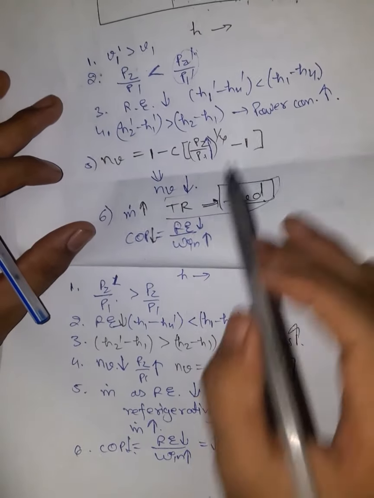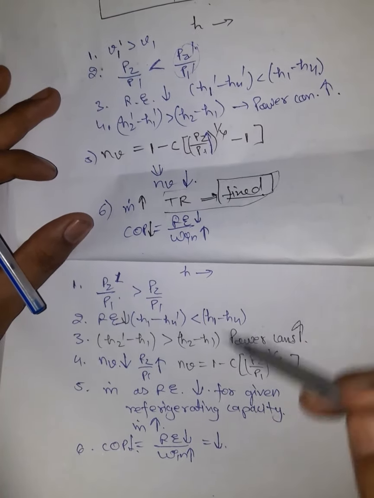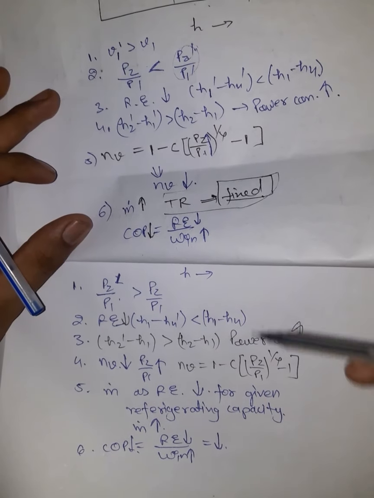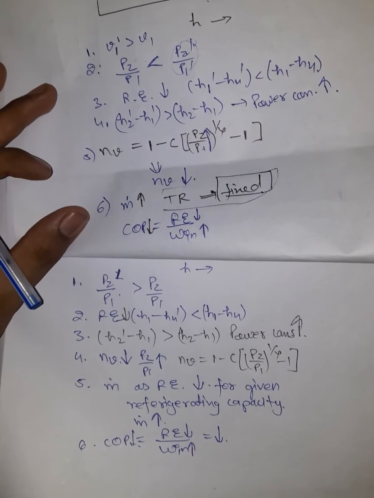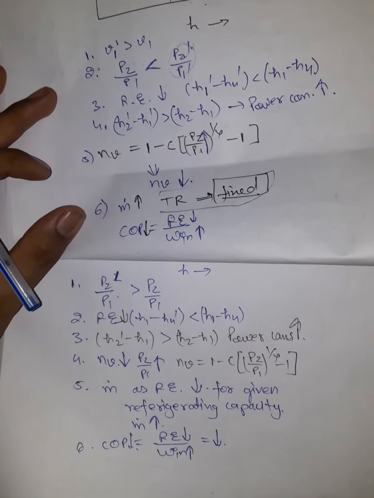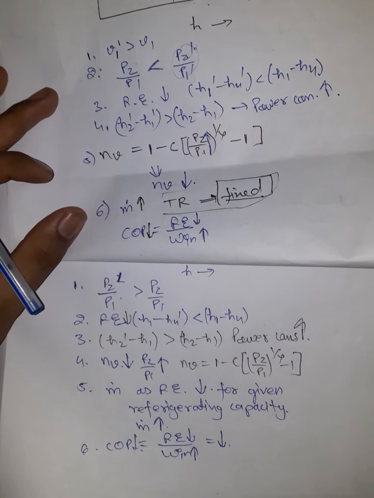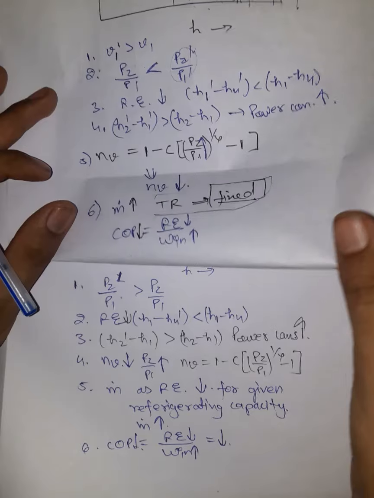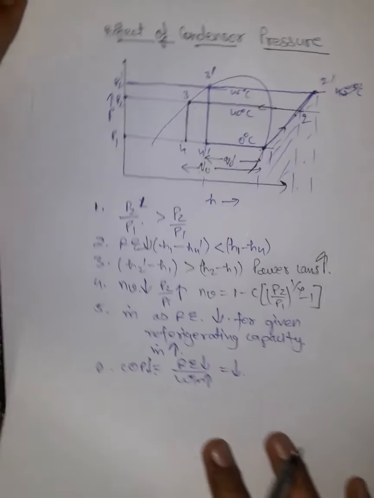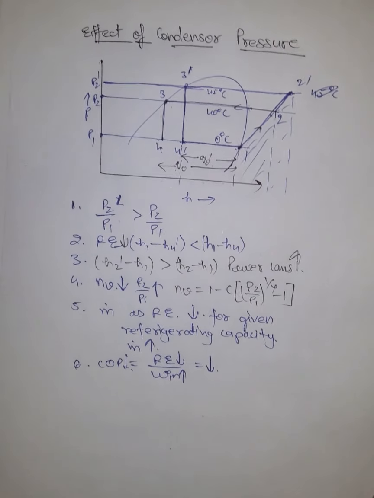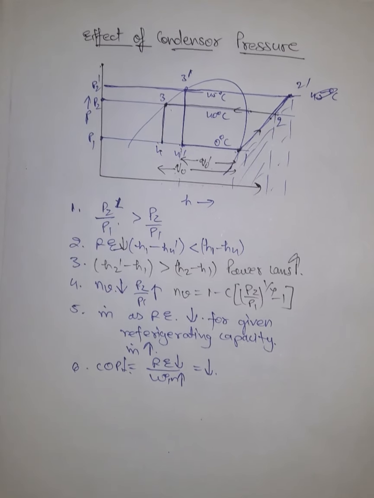You can see that the decrease in the evaporator pressure and the increase in the condenser pressure both result in the same observations. Either we increase the condenser pressure or we decrease the evaporator pressure, both result in a decrease in the COP, a decrease in the refrigerating effect, an increase in the work input, and an increase in the mass flow rate for a given refrigerating capacity. So this was an analogy over here. You can remember either one of them, and you can apply the same on the other.